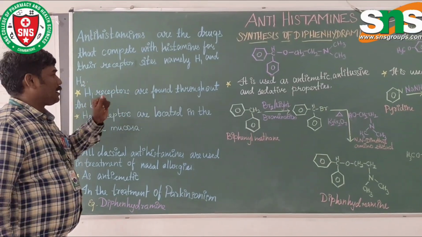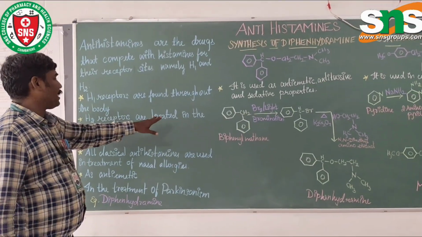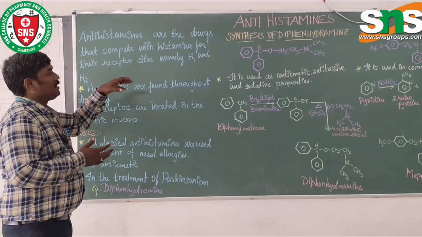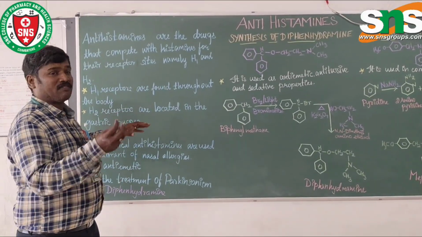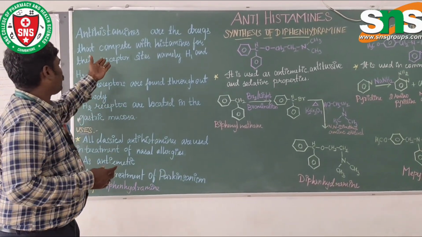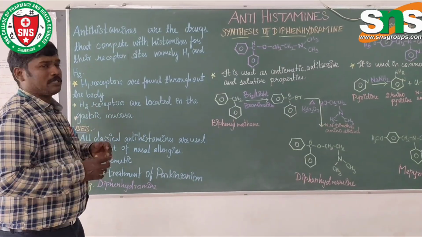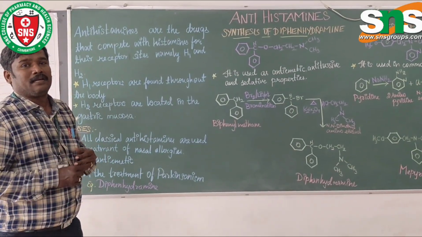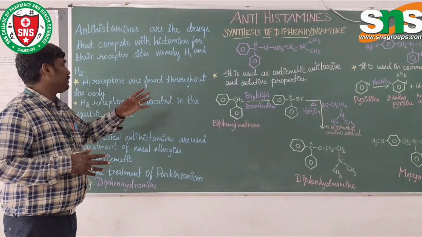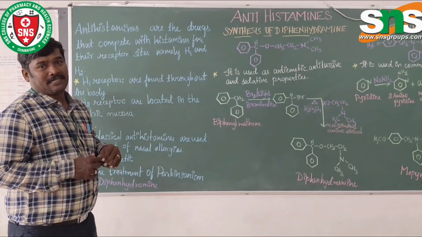What is the H1 receptor? They are found throughout the body, whereas H2 receptors are located in the gastric mucosa. If histamines bind to the H1 receptor, it will cause allergic reactions, and binding to H2 receptors will increase gastric acid secretion. So usually antihistamines will compete with the histamines for their sites to produce their action.